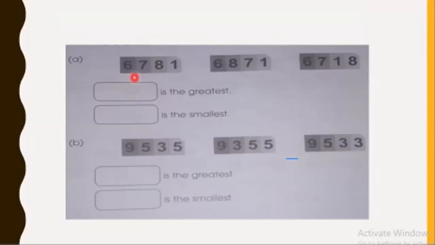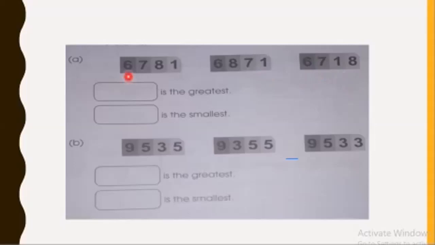Let's read the number first. 6,781. Let's read the second number. 6,871. The same digits they are using. Let's read the last number. 6,718. I'm sure all of my smart students can easily figure out which is the greatest number in it. Do you know the answer? I'm sure you all know which is the greatest number, but let's start comparing it.